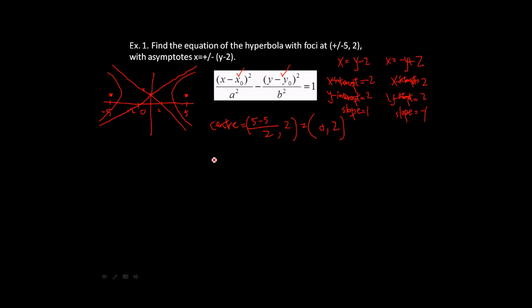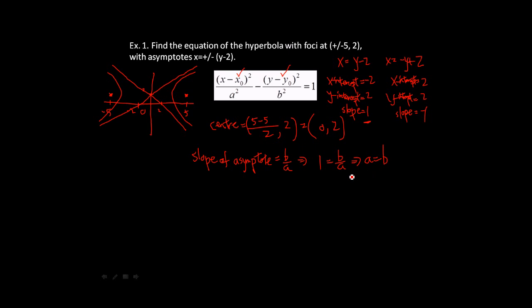And from the slope, if you go back to the first slide, the slope of the asymptote will be equal to b over a, right? Or minus b over a, but we don't really need that. So it is a positive slope, so we pick this one. So it means that 1 equals to b over a, which tells us that a is equal to b. Alright.